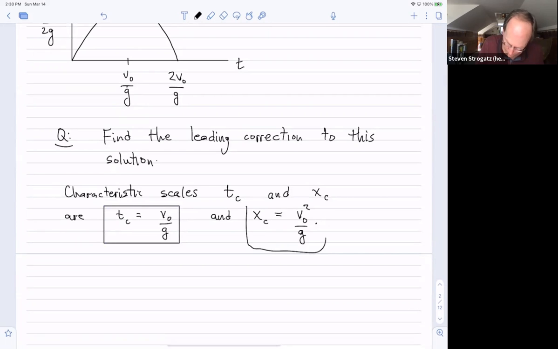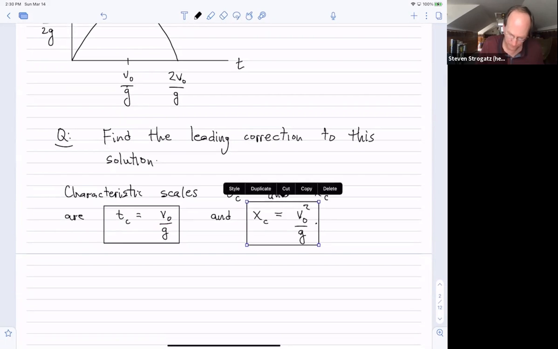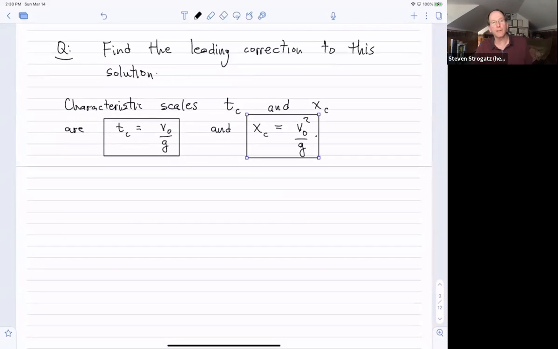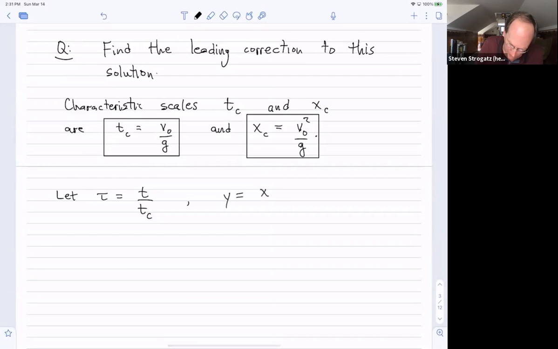We got that, and we got that. Let me now rewrite everything in terms of those characteristic scales. So I'm going to define a dimensionless time, tau, to be t over the characteristic time. And I'll also define a dimensionless altitude or distance y to be x over its characteristic distance. And as I say, this doesn't change anything. It'll just make our algebra a little easier, a little cleaner.